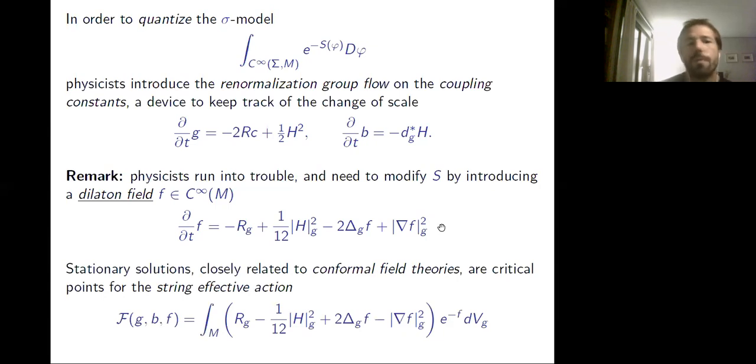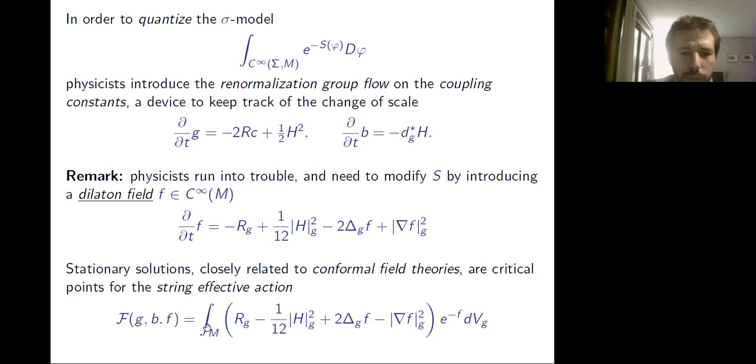Okay, so what are the stationary solutions of the flow? The metrics and 2-forms solving this but constant in time. Well, they are supposed to be closely related to conformal field theories, two-dimensional conformal field theories. And by some complicated procedure, physicists show that there is some nice energy functional, which is this string effective action, which I'm writing here, which precisely captures these critical points.